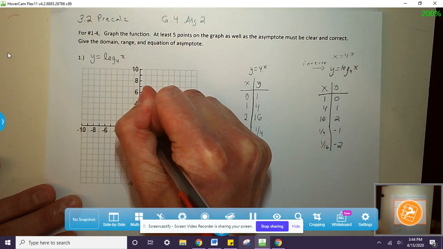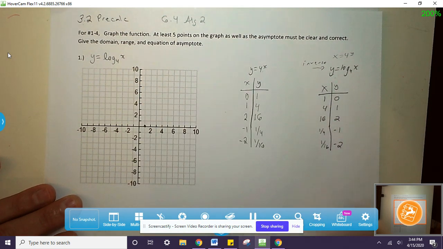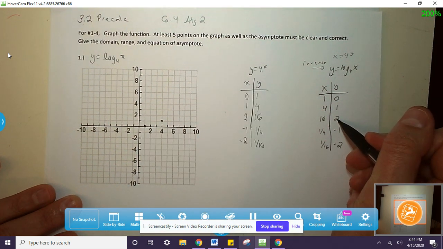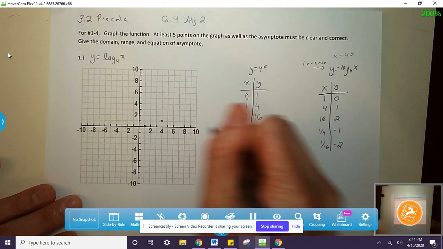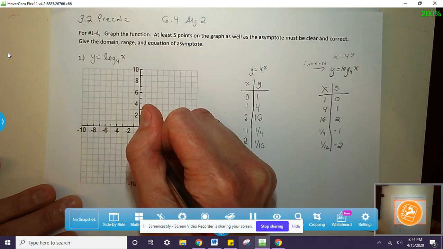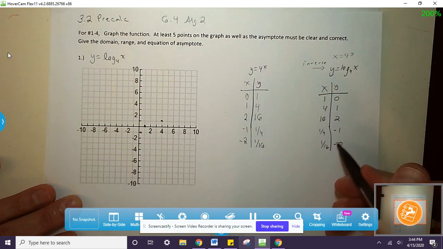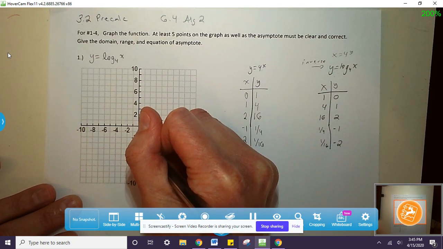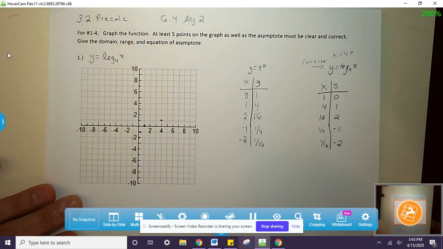So I'm going to plot (1, 0), that happens to be an x-intercept, (4, 1), (16, 2) does not fit. That was not part of my plan. Let's continue. (1/4, -1) is another point. We're going to estimate that location. And (1/16, -2) is another point that we're going to estimate that location.